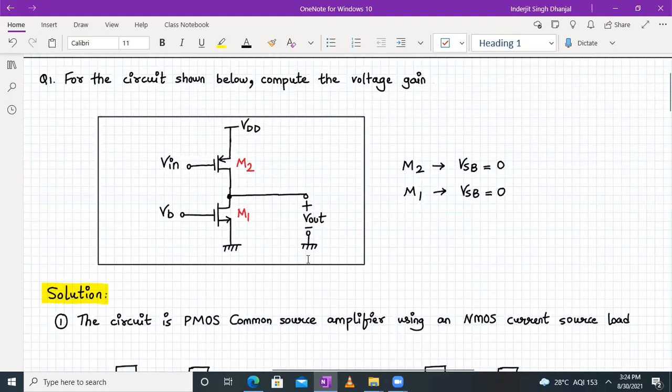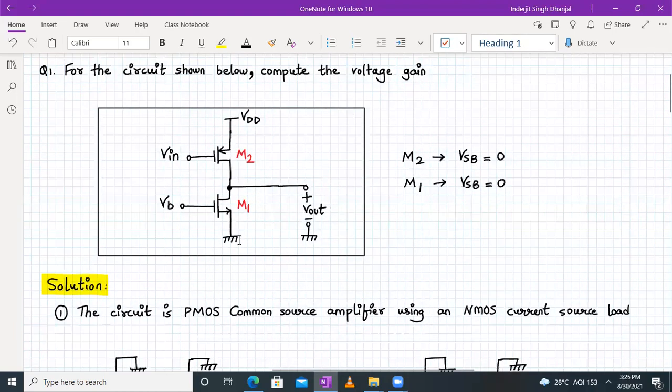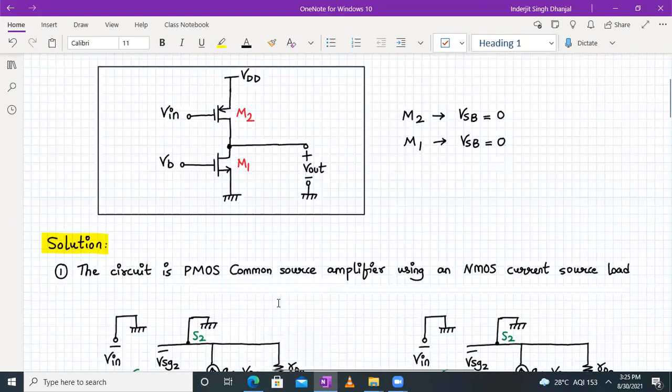Fine. So what we will do is go by the long cut technique. We can go by the shortcut technique also, but we'll go by the longer technique now, and later on I will describe the shortcut technique too. So what is the long cut technique? The long cut one is that we have to replace M1 and M2 by their small signal models. So let's try to do that.